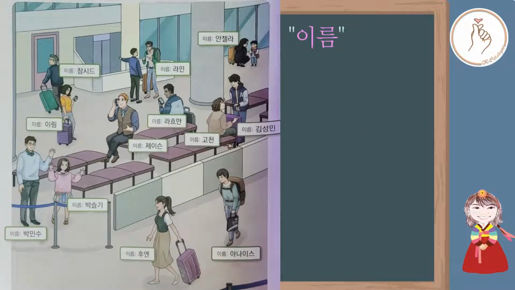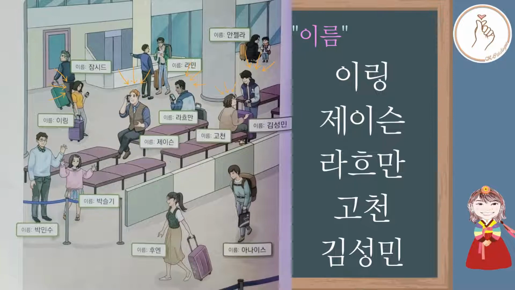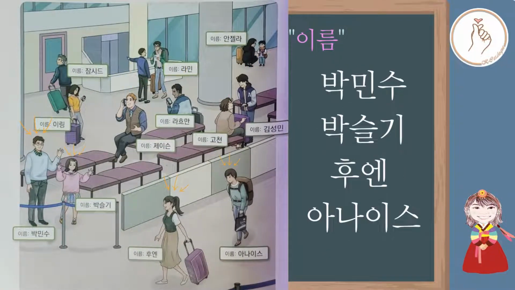Now, let's get to know the names of our characters. So, ang basa natin is from left to right and then yung sa baba naman. Okay, so the first 3 characters that we have, their names are Jamshid, Ramin, Angela. So next we have Iring, Jason, Rahman, Gochon, Kim Songmin. And then yung pinakababa naman, we have Bak Minsu, Bak Silgi, Huen, Anais.